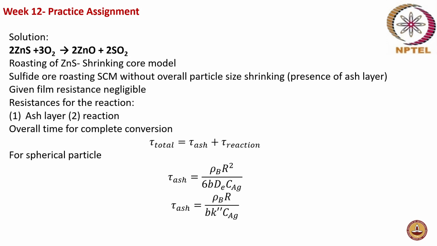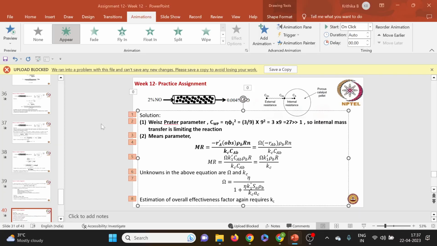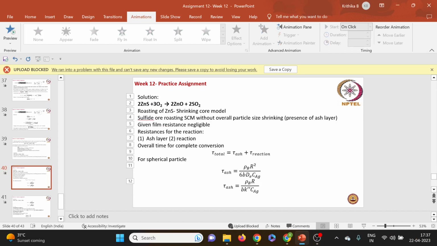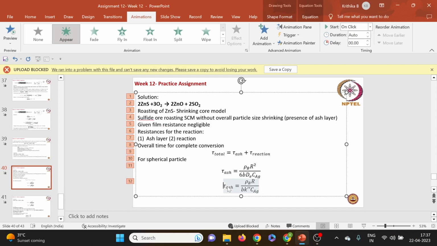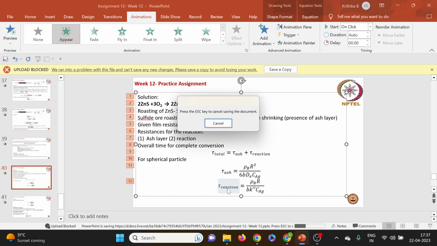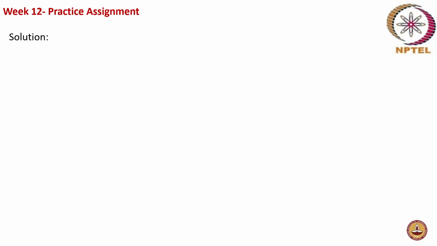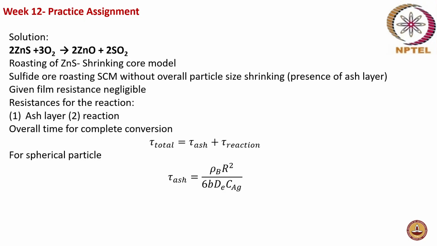And tau of reaction is rho B into R divided by b into k double prime into C_Ag.